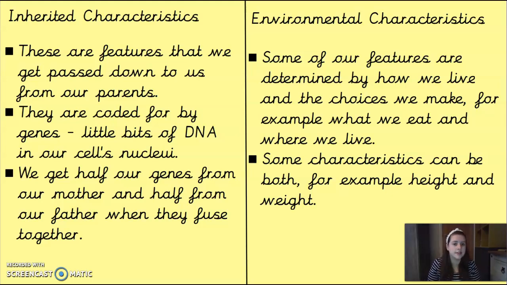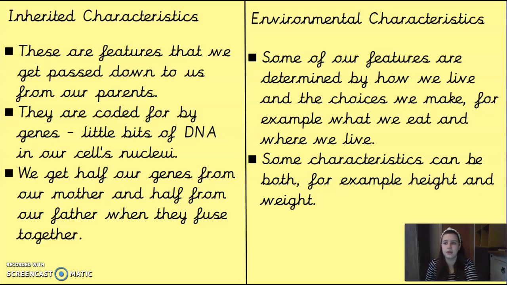And environmental characteristics are determined by how we live, the choices we make, like what we eat, where we live. Some characteristics can be both, like height and weight, because food and the nutrients we get affect our height and weight and different bits of our bodies. So even though you can be naturally tall or naturally shorter, you can change that or affect that as well by the way you live your life and what you do as well. So there are some things that could be a bit of both.